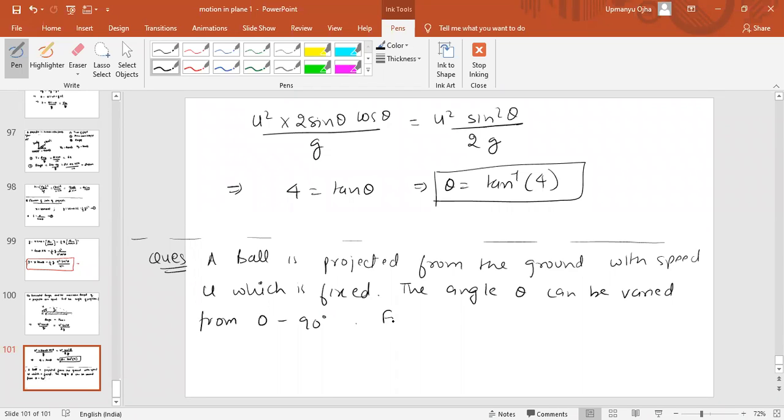Find the theta at which the range will be maximum. Means at which theta the range would be maximum. At what angle of theta will the range be maximum? 45 degree. I think you all know the answer for this. It is 45. Can you prove that? Can you prove that the range is maximum at that angle?